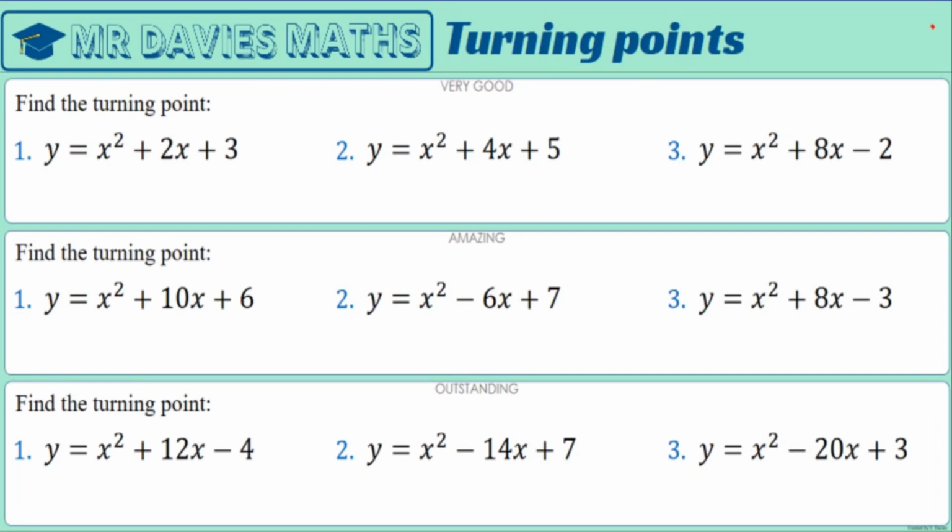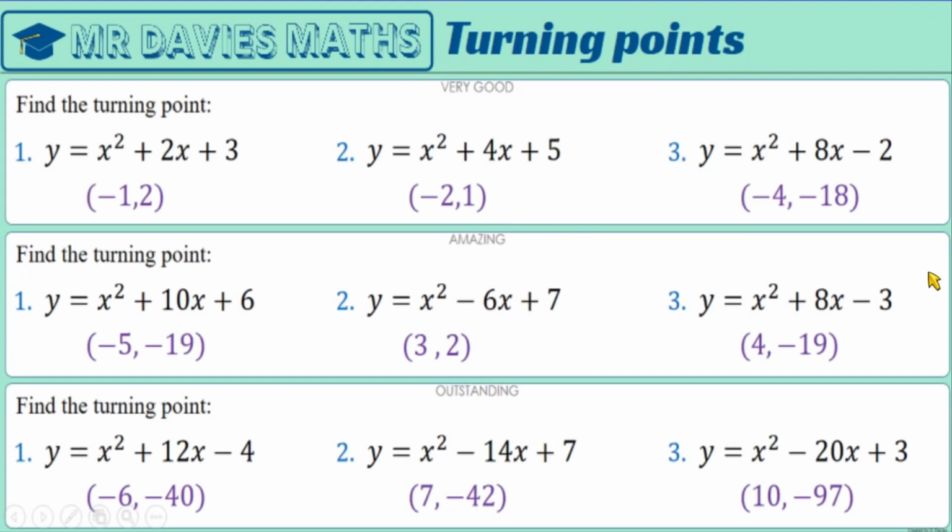Okay, here come the answers. Give them a tick, give them a cross. Hopefully you got them all right, and that is how you find turning points by using completing the square.